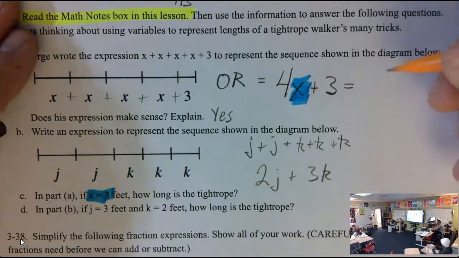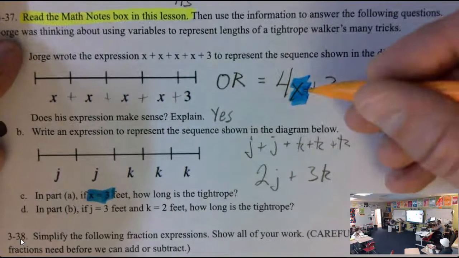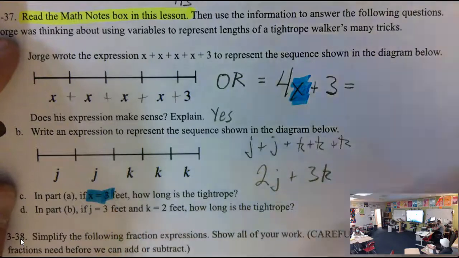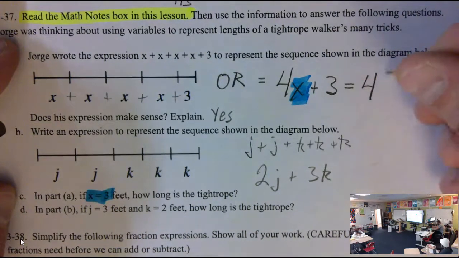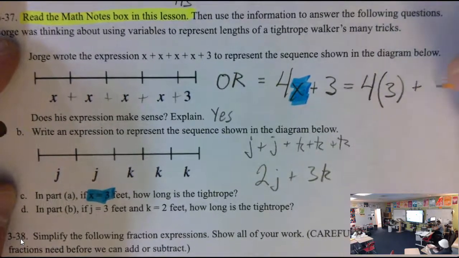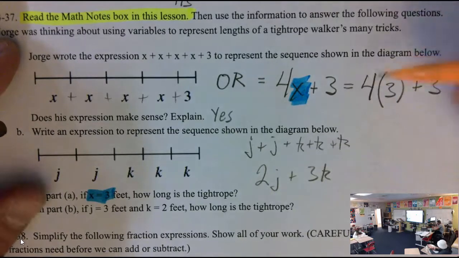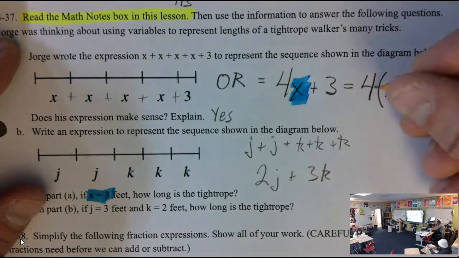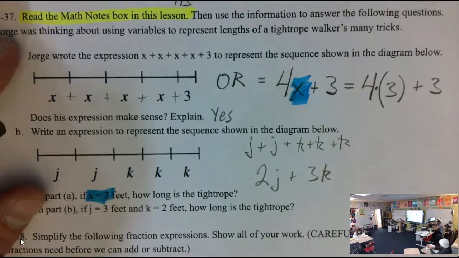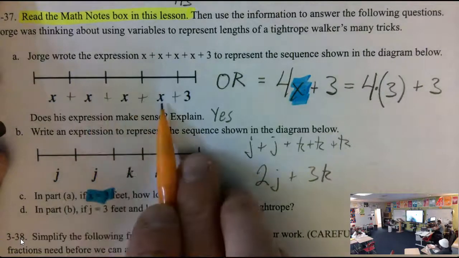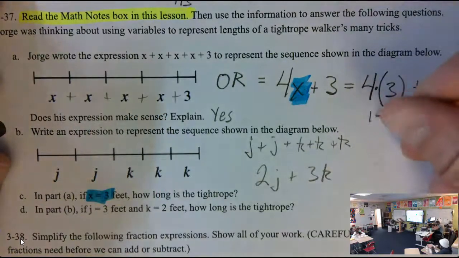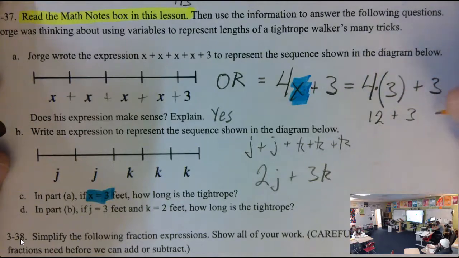Everyone, Math 7, look at the board. If x is 3, as they tell us in part C, we replace the x with 3. We call that substitution. And then we'll do that math. So what is 4 times 3? 12. Or we could have done 3 plus 3 plus 3 plus 3, and it would have gotten the same thing. So this tightrope is actually 15 long.